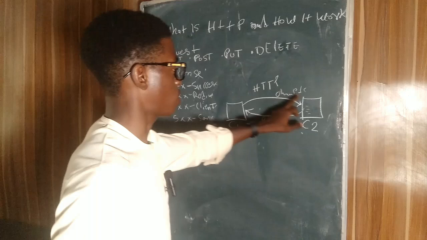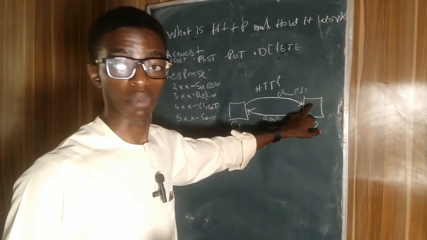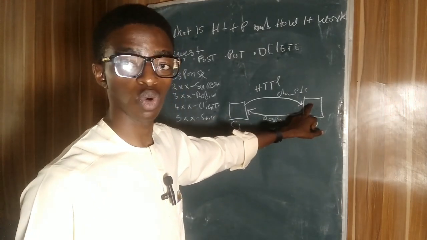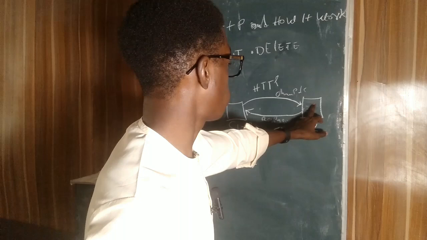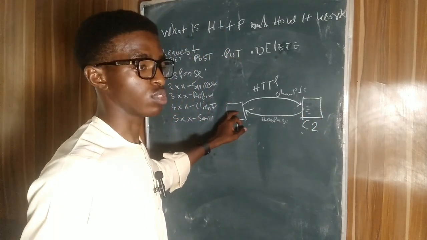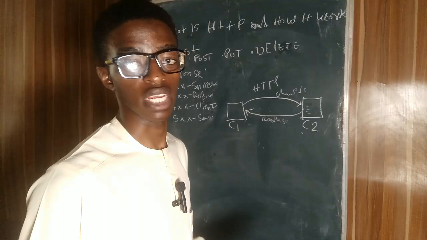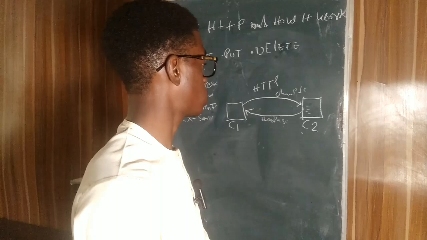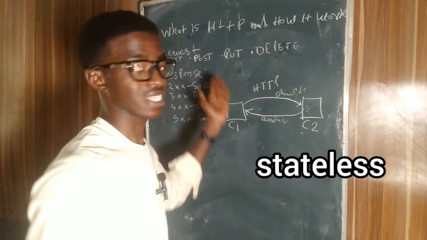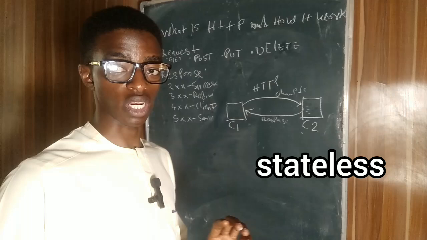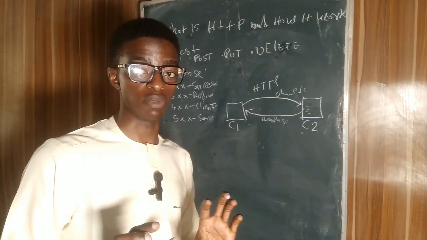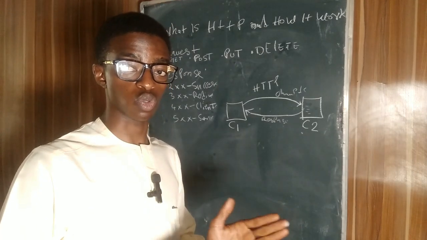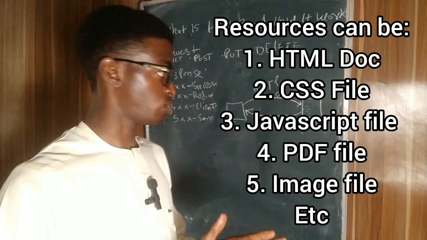When the first computer makes a request for some resources, the resources can be an HTML file, an image, a video, or a PDF. When computer 2 gives back the response to computer 1, that's it, the communication has ended. For you to request another thing, you have to initiate another connection, which is another request, that's why we call it stateless. So I hope you understand the basic concept of how HTTP works. And what is HTTP? It's a protocol that two computers use to communicate and share resources between each other.